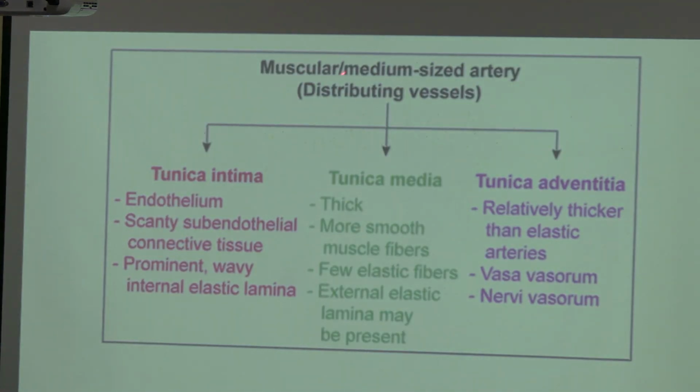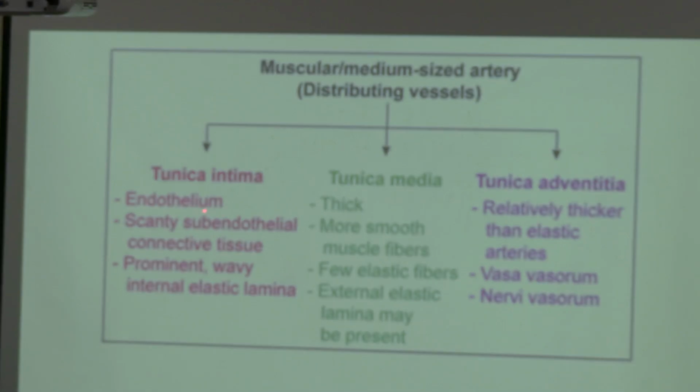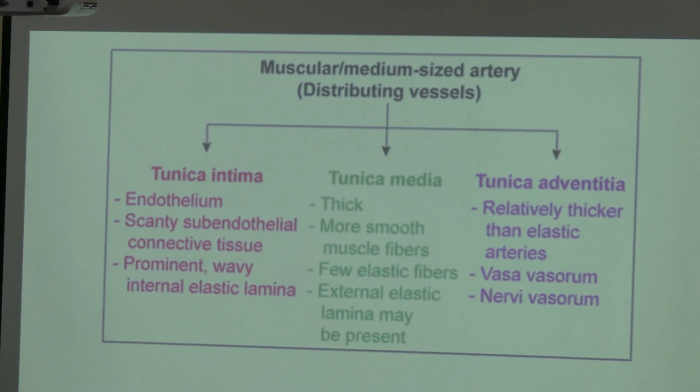Next is the muscular artery or medium-sized artery. These are also called distributing blood vessels, which will distribute blood to the various parts of the body. Now here also there are three layers, but what are the differences? As you can see, endothelium is present. Endothelium will be in all, it is compulsory. After that, the subendothelial connective tissue is present, but it is very little as compared to the elastic artery.